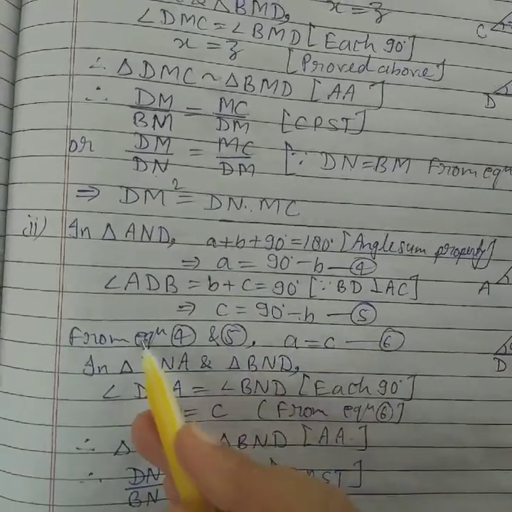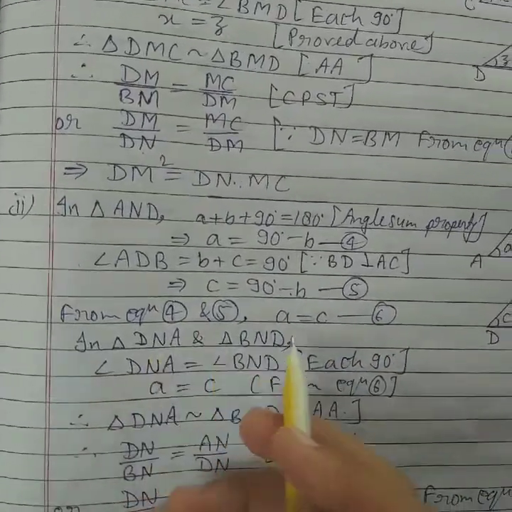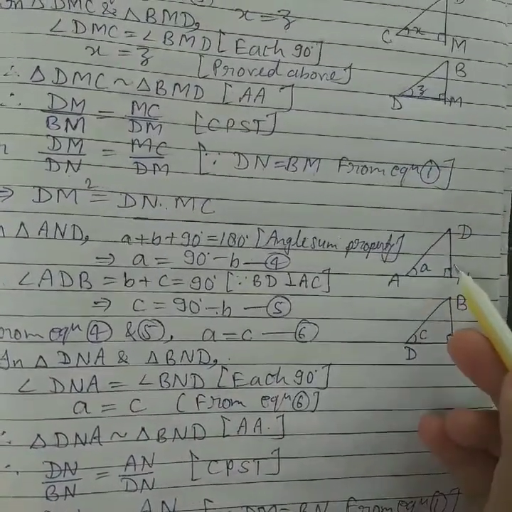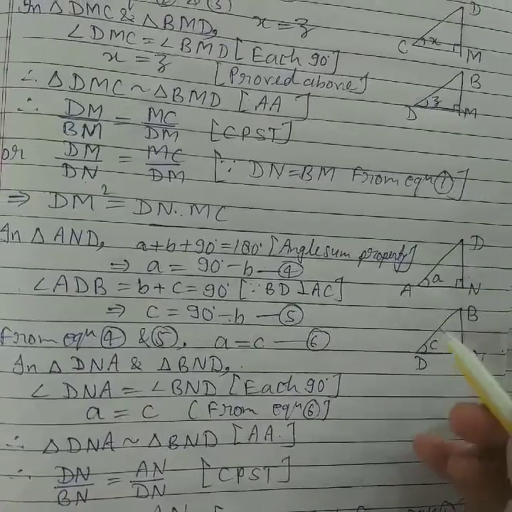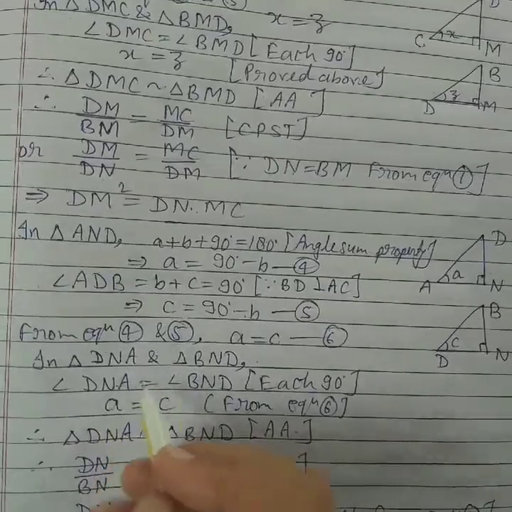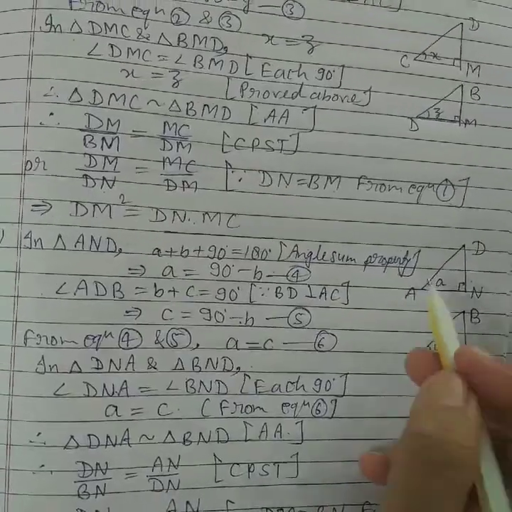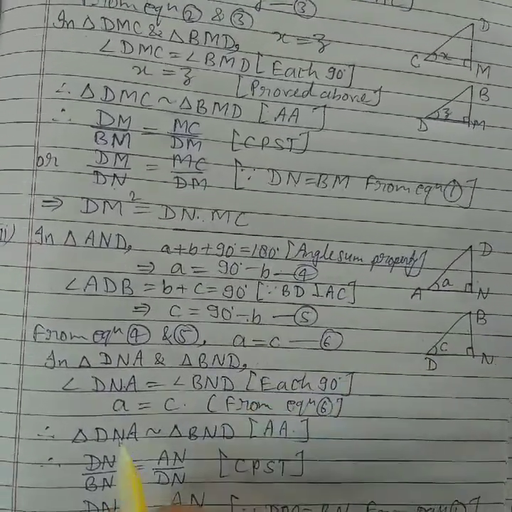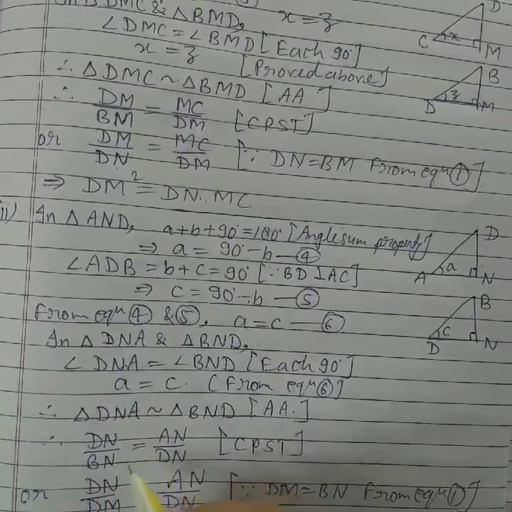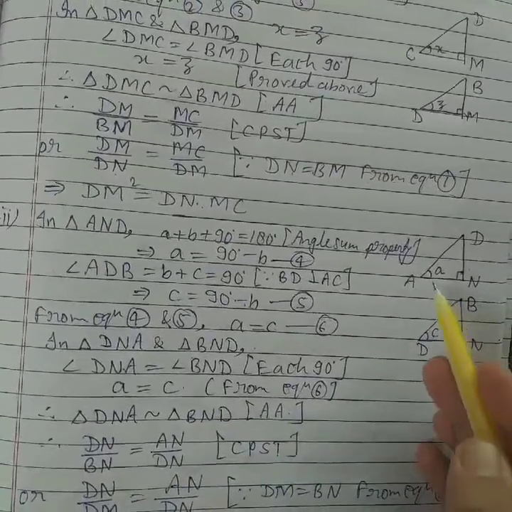This is equation 5. So from equation 4 and 5 we can write A equals C, that is equation 6. Now in triangle DNA and triangle BND, this one, again we draw same separate triangles. So here in both triangles angle N is 90 and angle A and angle C are equal, we proved in equation 6. So in these triangles angle DNA equals angle BND, these angles 90 degrees, and angle A equals angle C, this is also given in equation 6. So triangles are similar by angle similarity. Now we can write CPST, corresponding parts of similar triangles. So here DN upon BN, DN this one perpendicular, equals AN upon DN, this one base.